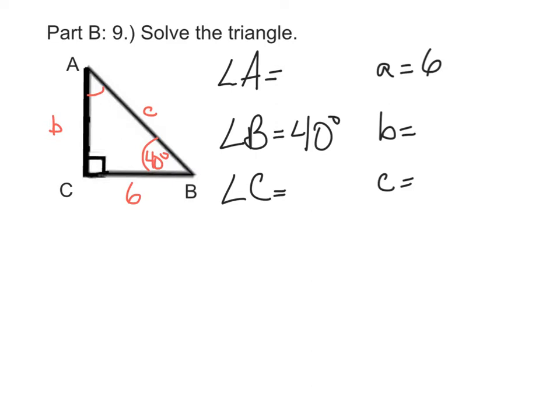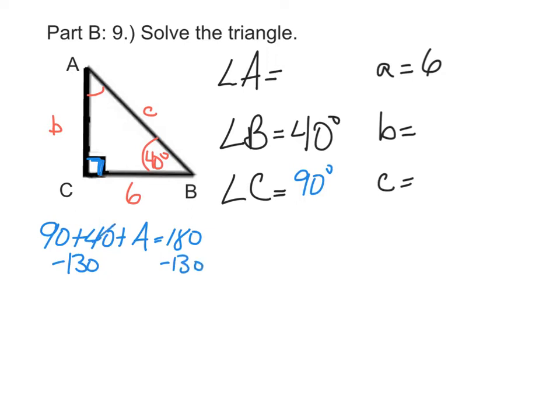Well, very quickly we can see that angle C has to be 90 degrees because it's given with a nice right angle symbol. And all of our angles have to add up to 180, so 90 plus 40 plus whatever A is has to equal 180. That's 130. I'll subtract 130 from each side. And A is obviously 50, so angle A is 50 degrees.